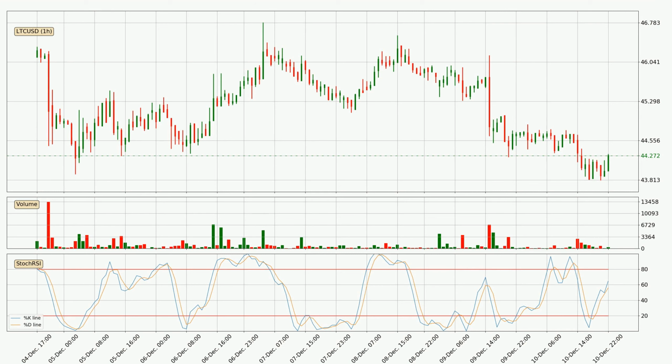The stochastic RSI shows, similar to the RSI, overbought and oversold conditions, but moves quicker up and down to improve sensitivity and generate a greater number of signals. It consists of two lines, the %K and %D lines. The %D line is a moving average of the %K line, so it moves slower. Cross points between the two lines could show a trend change.